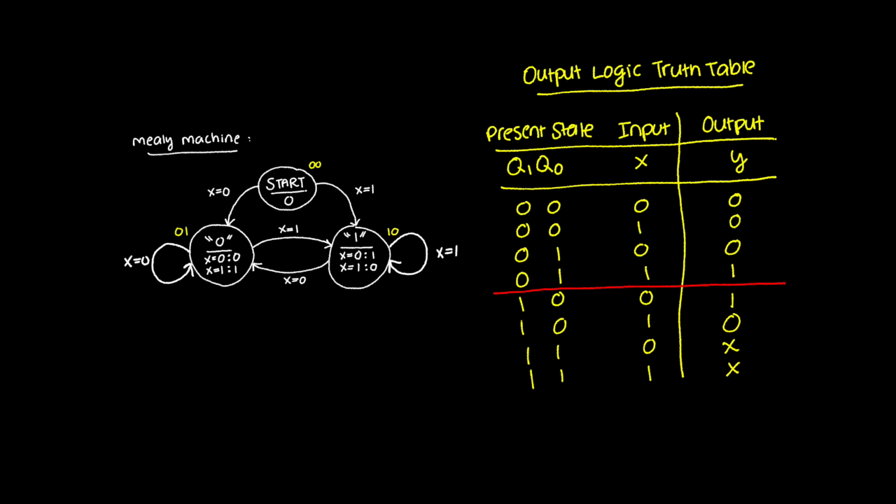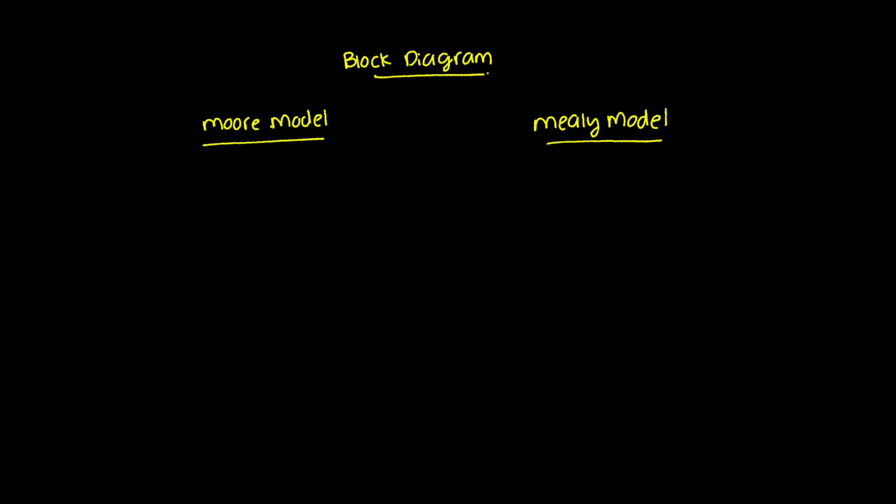Now, the one thing that I haven't done is the block diagrams. I'm going to do them both side by side just so that you can have a sense of what the difference is between the Moore machine and the Mealy machine. So let's go ahead and do those. Let's do the block diagram for the Moore model first and then the Mealy model.